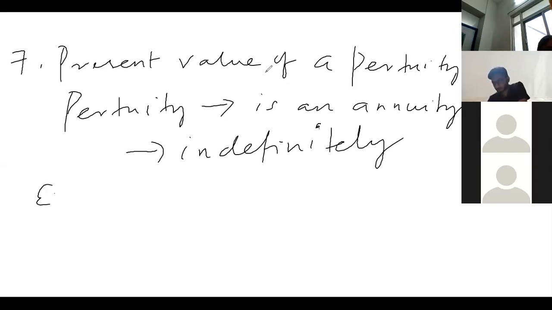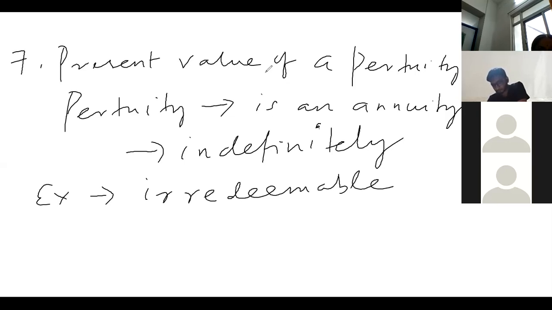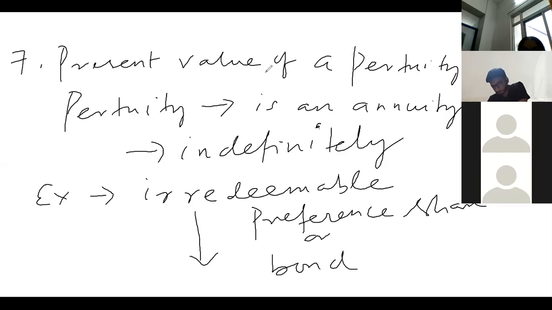For example, suppose I take the example of an irredeemable preference share or a perpetual bond, where the government has taken the loan and it goes on giving you the interest till it pays back the principal amount. So it goes into perpetuity. That means it continues forever. Okay. Examples.